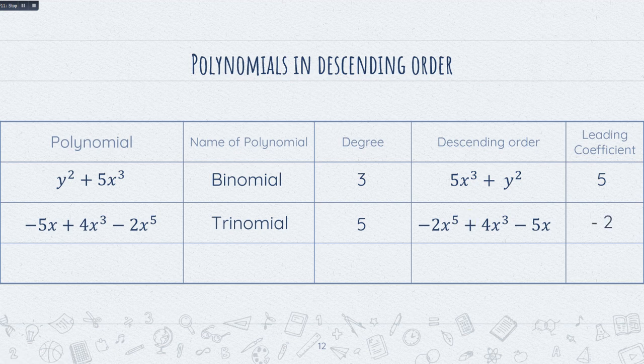So next would be 5b plus 2a cubed b squared c. So we have two terms. The name of the polynomial is binomial, while the degree of terms is 6. We just need to add all the exponents in the variables a, b, and c, which is 3 plus 2 plus 1, that will be equal to 6. And to arrange that in descending order, and the leading coefficient is 2.